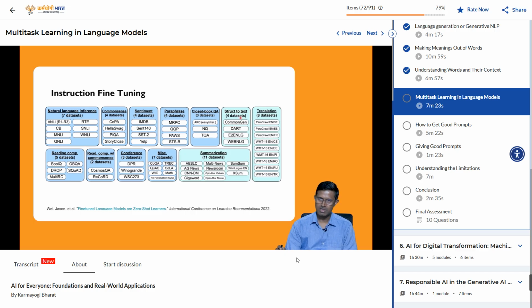So different types of tasks are identified, and for all of them many datasets are either created or pulled together. And now we have a very, very large repository of these datasets. And based on that, we now do an instruction fine-tuning.